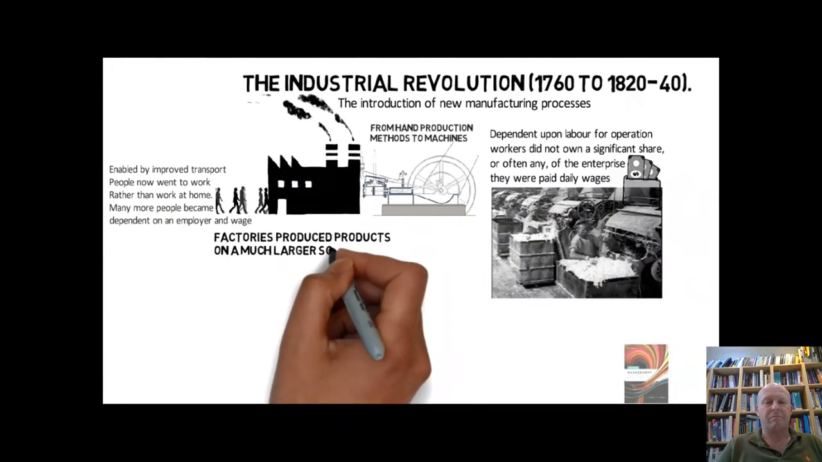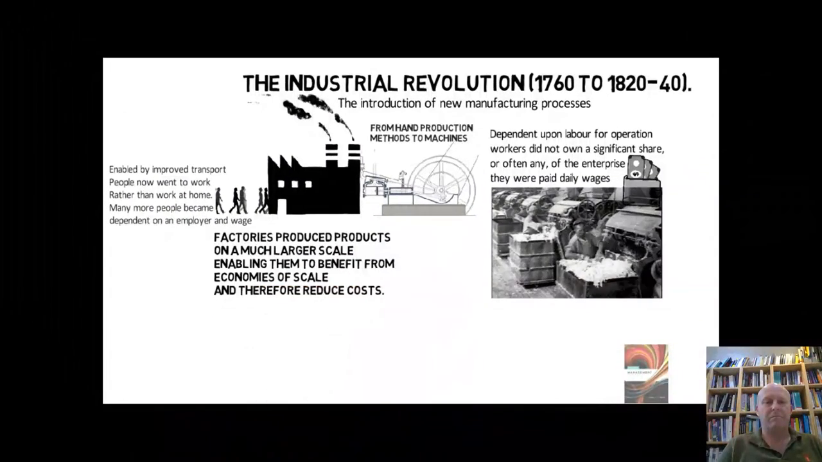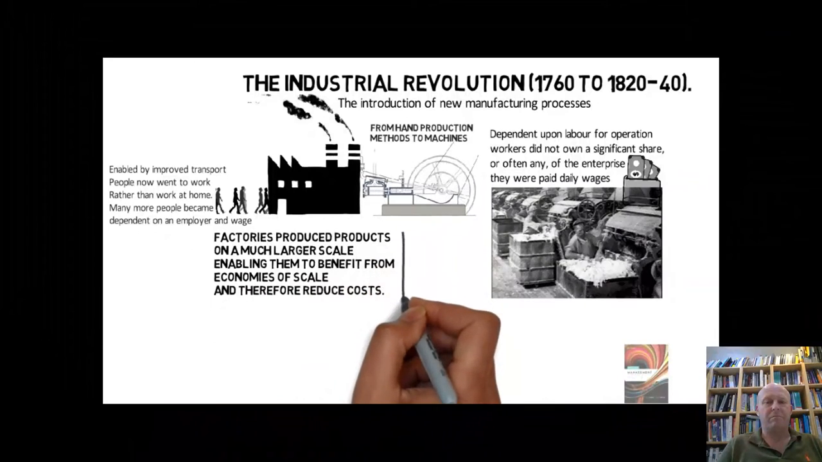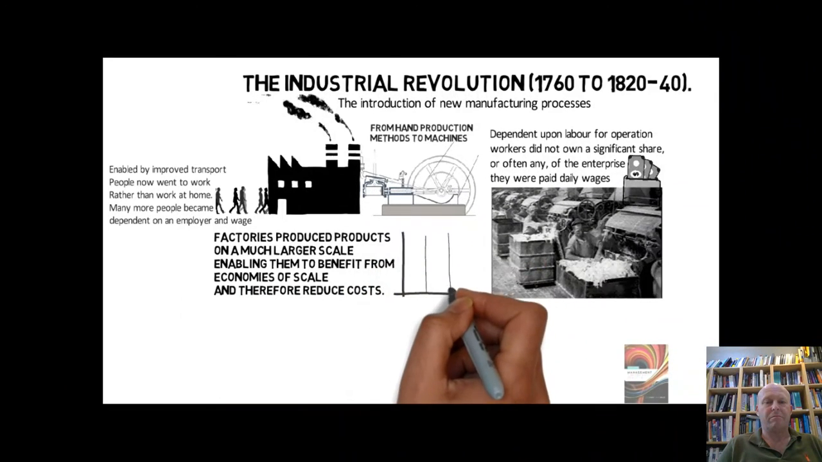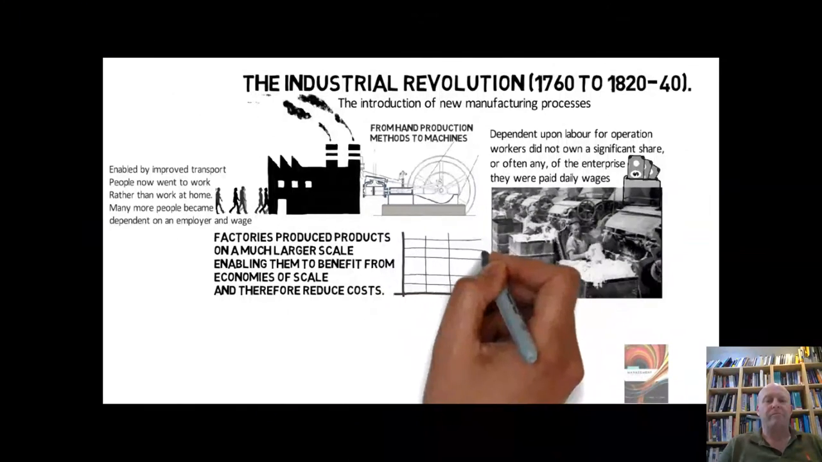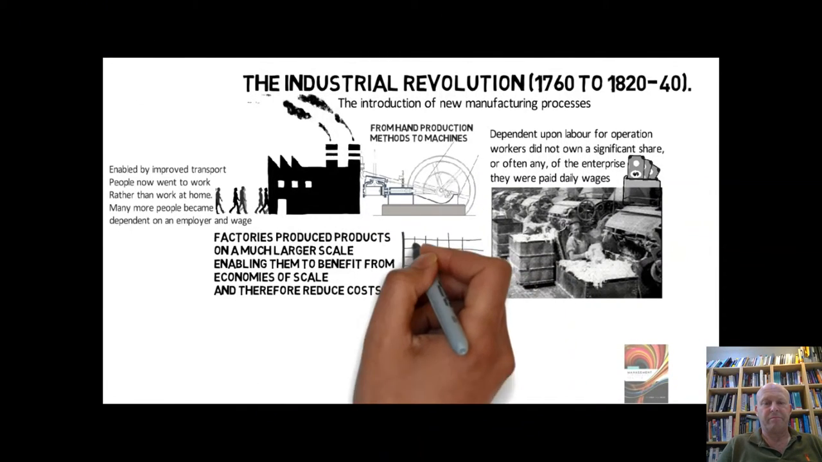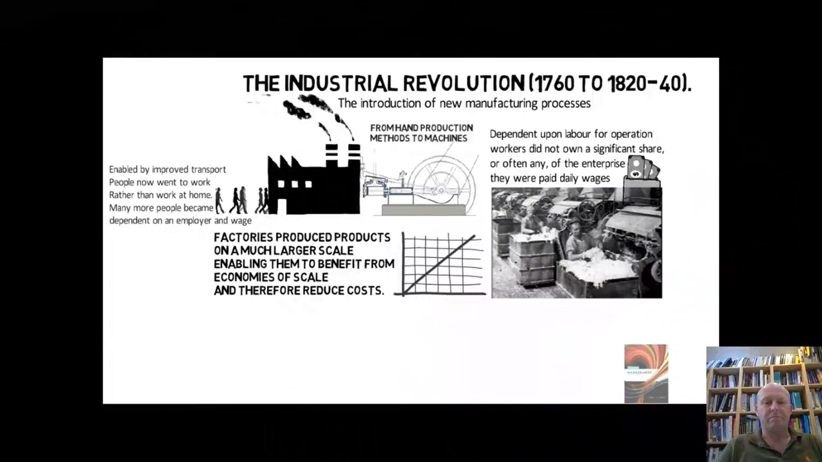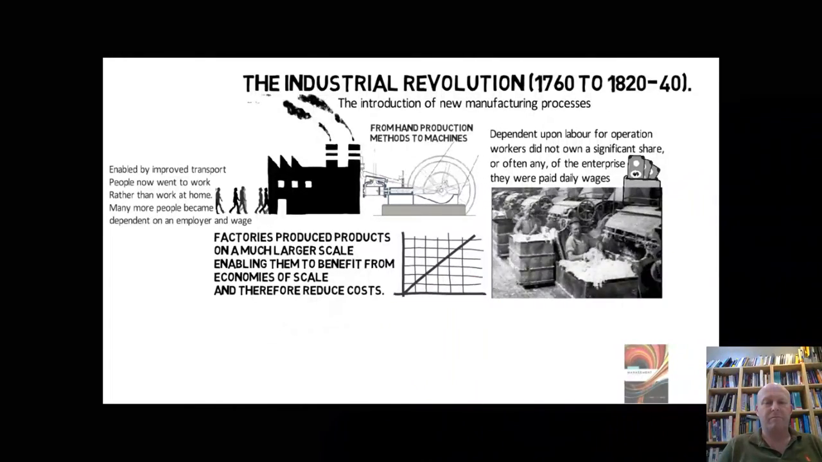Factories produced products on a much larger scale, enabling them to benefit from economies of scale and therefore reduce costs. 18th century factories produced cotton, silk and textiles, iron, brass, cement, glass, paper and various chemicals, etc.